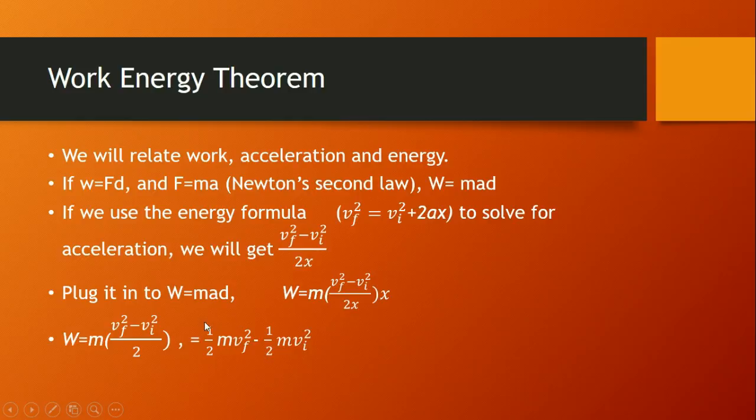So see, 1/2 m v sub f squared, this is the final velocity squared, and 1/2 m v sub i squared, the initial velocity squared. So this is kinetic energy at the end and kinetic energy initially. So work is the change in kinetic energy, and that's what the work energy theorem represents. And this is how we can prove it through Newton's second law, the energy formula, and work.